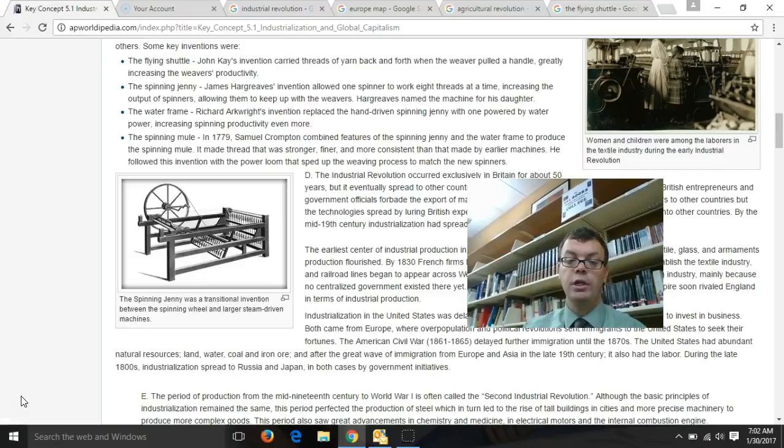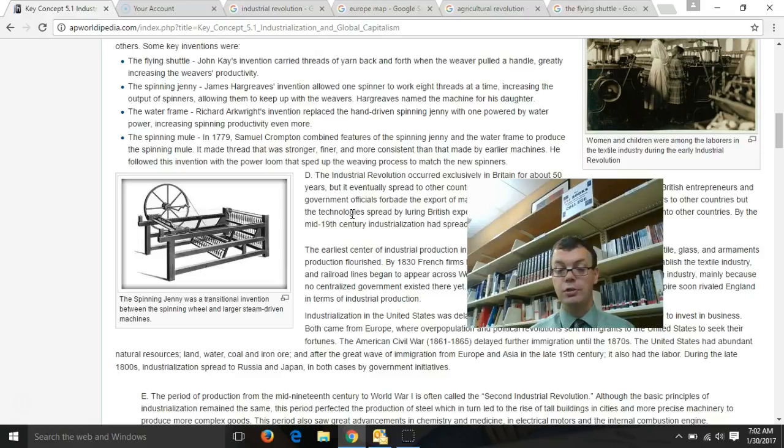The spinning jenny, also weaving textiles, okay, so cloth, clothes, blankets. The spinning jenny allowed one spinner to work on 8 threads at a time. So not just doing one thread trying to weave it, but 8 of them, which means one worker is now 8 times more productive. It's a pretty big deal. It means you can produce 8 times as much cloth.